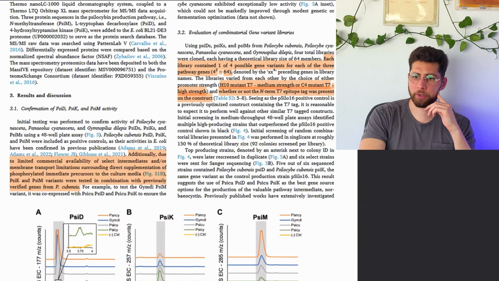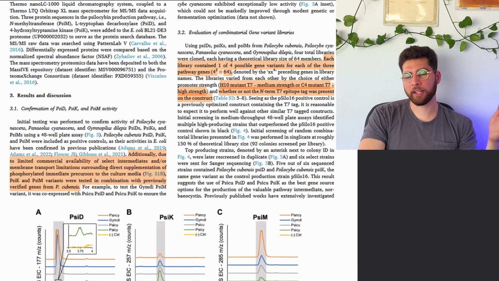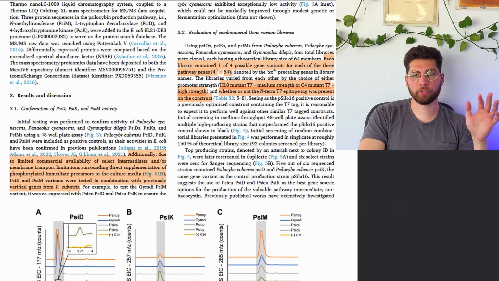So 4 to the power of 3. So H10 mutant T7, medium strength C4. And then whether or not the N-terminal T7 epitope tag was present on the construct. So this is just a tag on the gene. So basically they have this library of different genes in different orders with different promoters, and they're trying to find which one works the best.